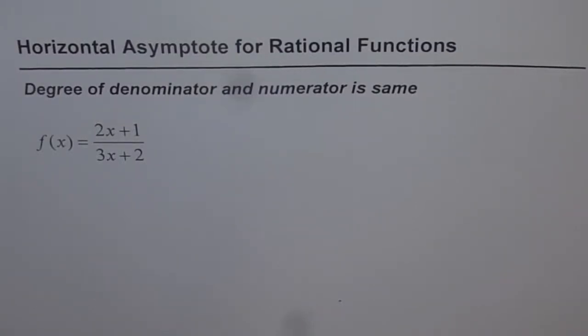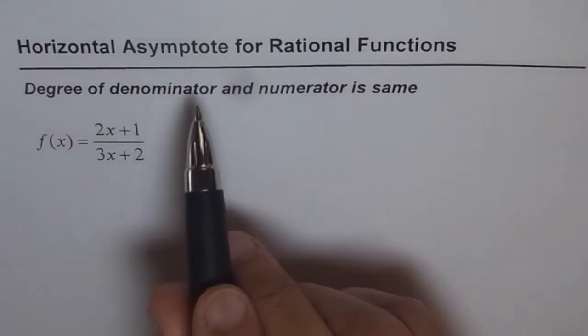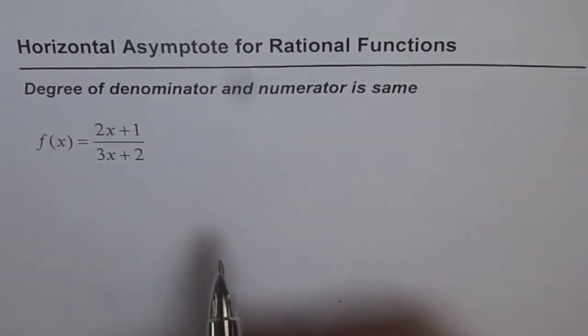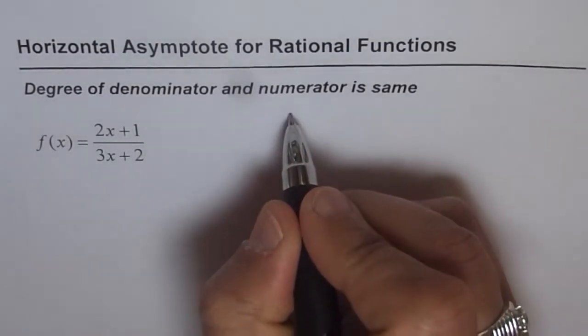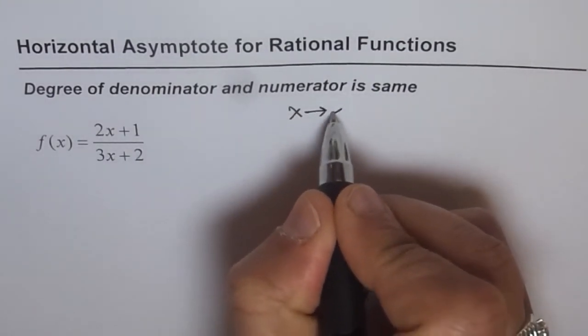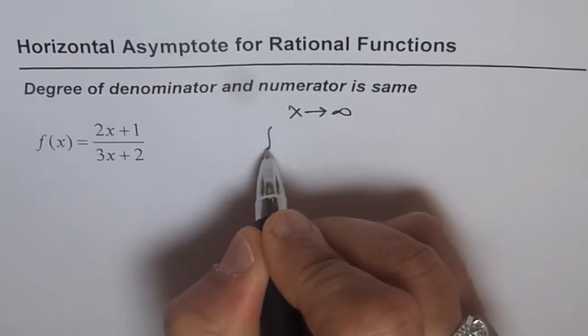Horizontal asymptote for rational function. Now before solving this question, let's understand what horizontal asymptote is. When we are trying to figure out what horizontal asymptote is for a given function, we are basically trying to find what happens to f of x if x approaches infinity.